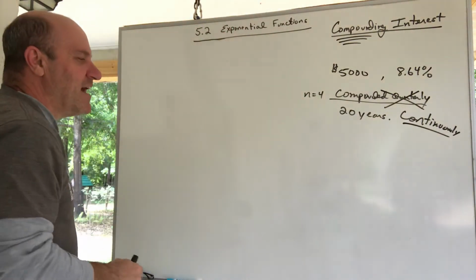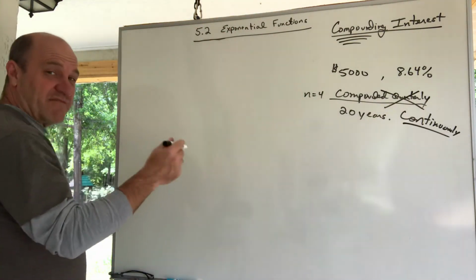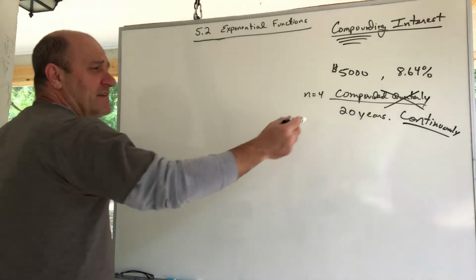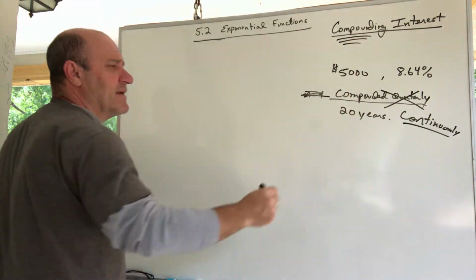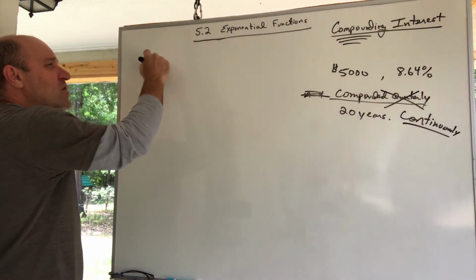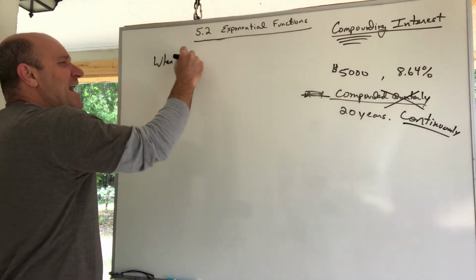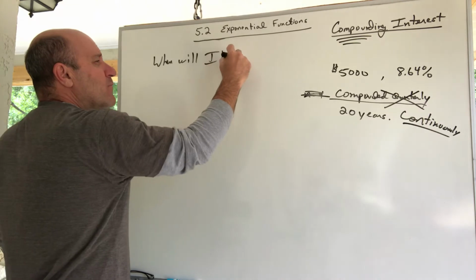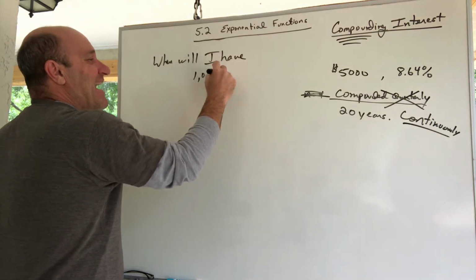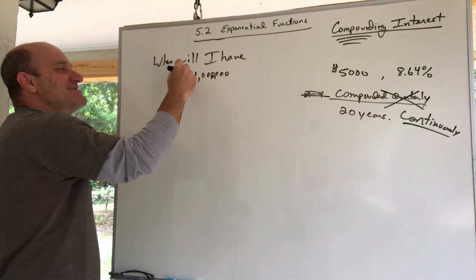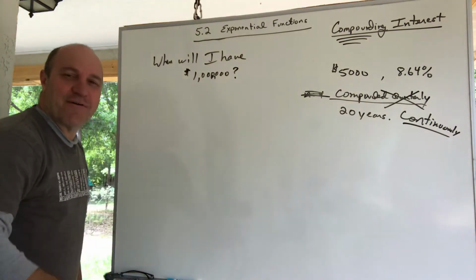Here's what I want to do now. Part B of that question, let's say we're compounded continuously again. Same problem, same thing, not this anymore. We're compounded continuously. And now part B says, when will I have $1 million?